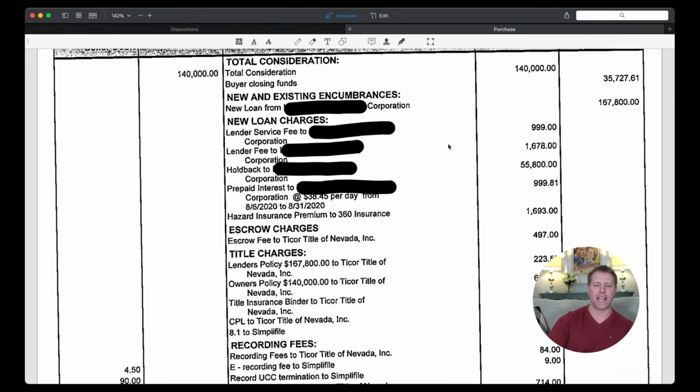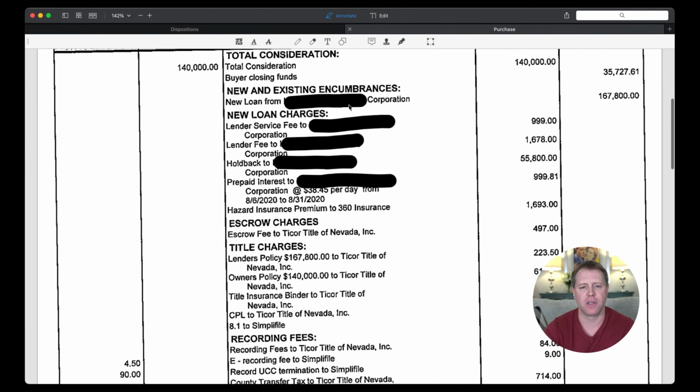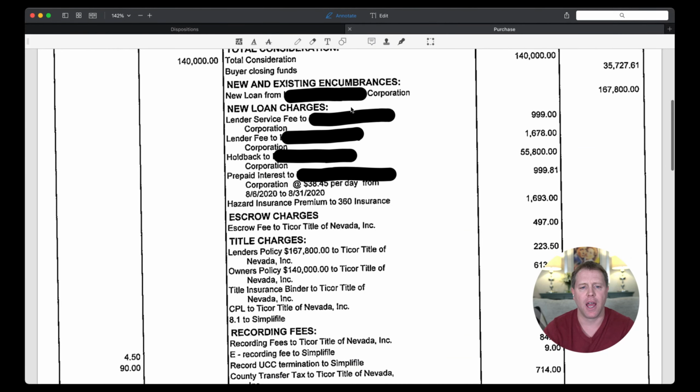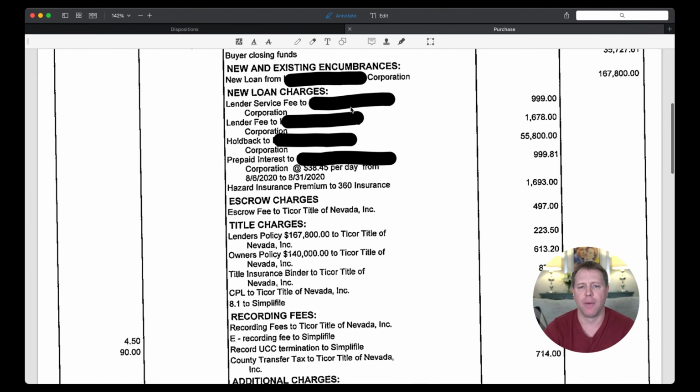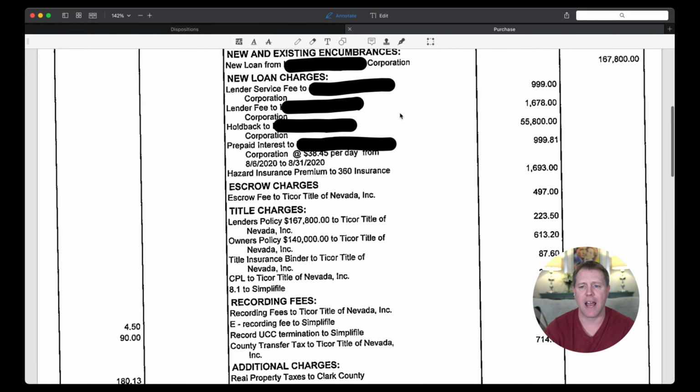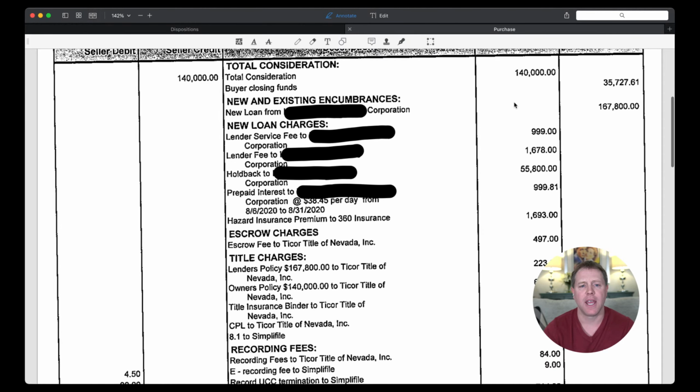Now, I've redacted, if you will, or just hidden some information here. This is just the lender information. I didn't want to bring up all the information on this HUD. But at any rate, this is some of the loan charges. Now, on this HUD, it says the buyer closing costs at the top. This one happens to be at the top. Sometimes it's at the bottom.